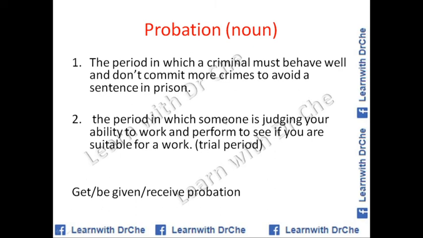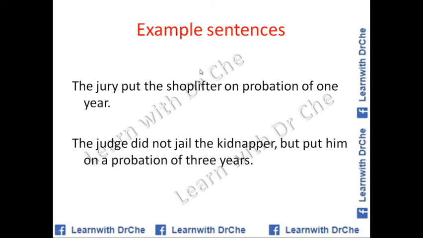The period in which someone is judging your ability to work and perform, to see if you are suitable for a job. This is a trial period in your job. To give probation, to get probation, to receive probation. These are collocations. Example sentences: the jury put the shoplifter on probation for 1 year. They put someone on probation. The judge didn't jail the kidnapper but put him on probation for 3 years.